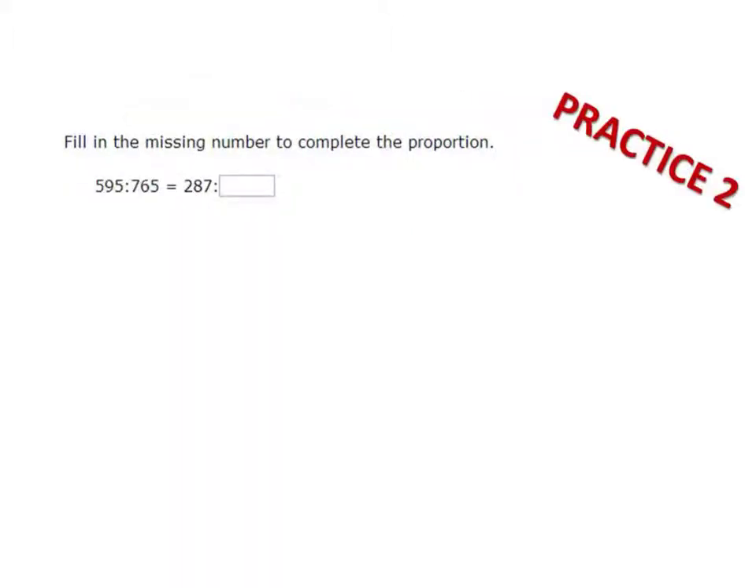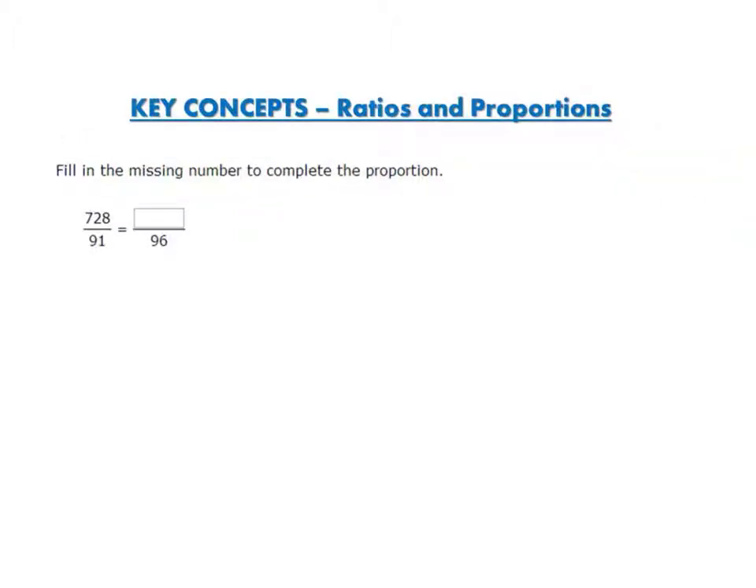Here's practice problem 2. Fill in the missing number to complete the proportion. Again, I'm asked to fill in the missing number to complete the proportion. This time, my numbers are like fractions. I'm going to cross multiply or multiply the extremes and then divide by the mean.